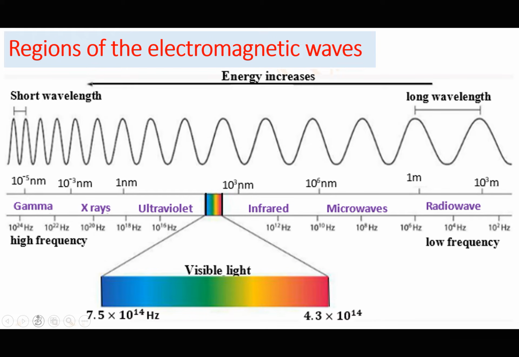So ranging from gamma rays, X-rays, ultraviolet, then we have the visible light, where we have the 7 colors. The 7 colors or the visible light is ranging from violet up to red.